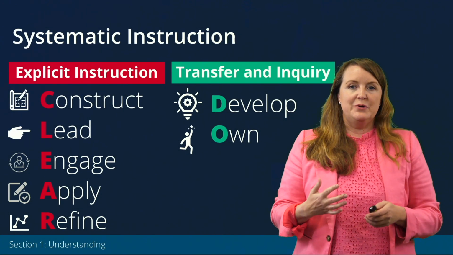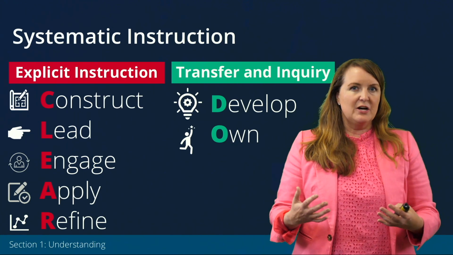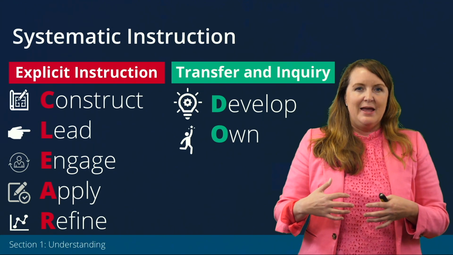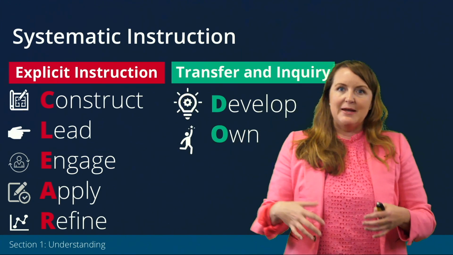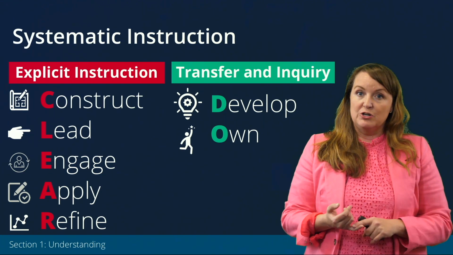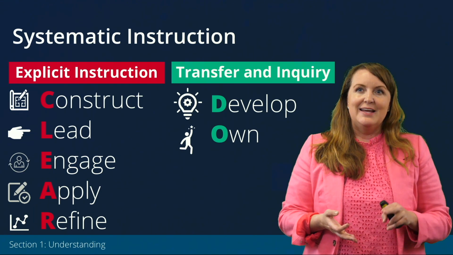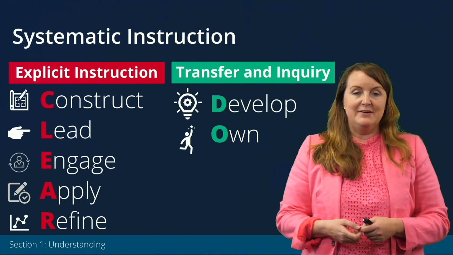So that brings us to our next activity, where we are going to think about how we make our instruction clear around composing. When we talk about clear, we're talking about making our instruction explicit. With the CLEAR model, we want to construct a plan, lead by modeling, engage students in practice, apply independently, and then refine with data.